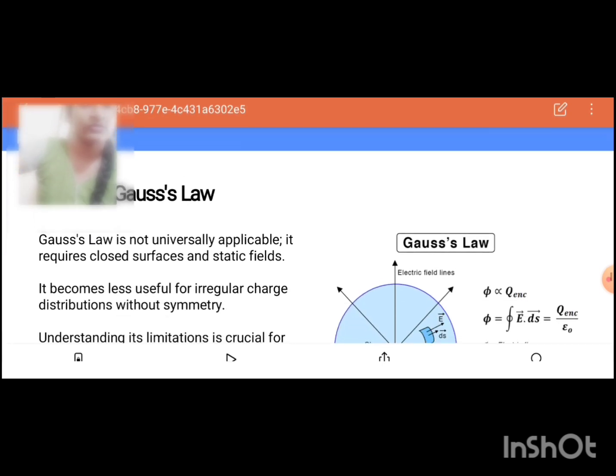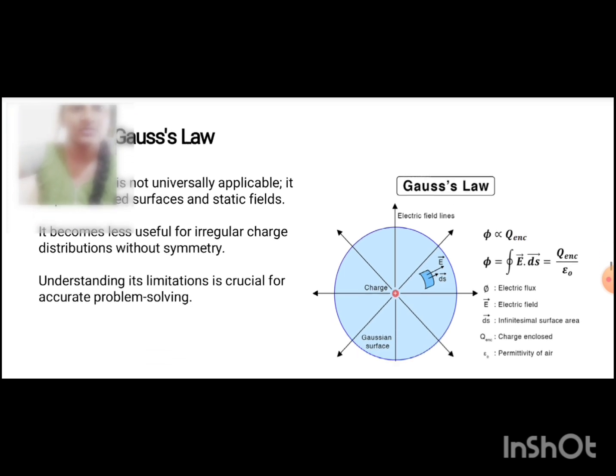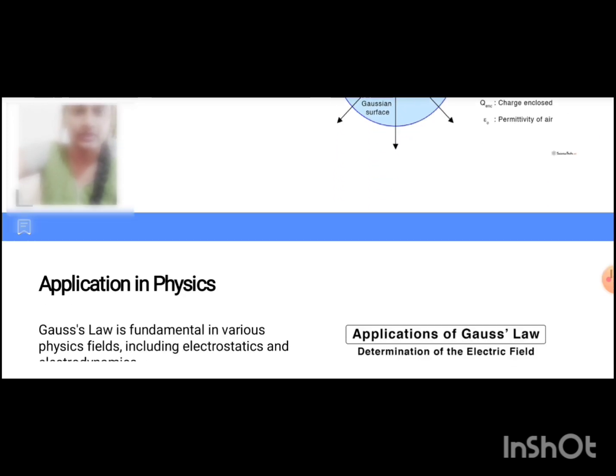Next, limits of Gauss law. So Gauss law is not universally applicable. It requires closed surfaces and static fields. So it becomes less useful for irregular charge distributions without symmetry. So understanding its limitations is crucial for accurate problem solving.